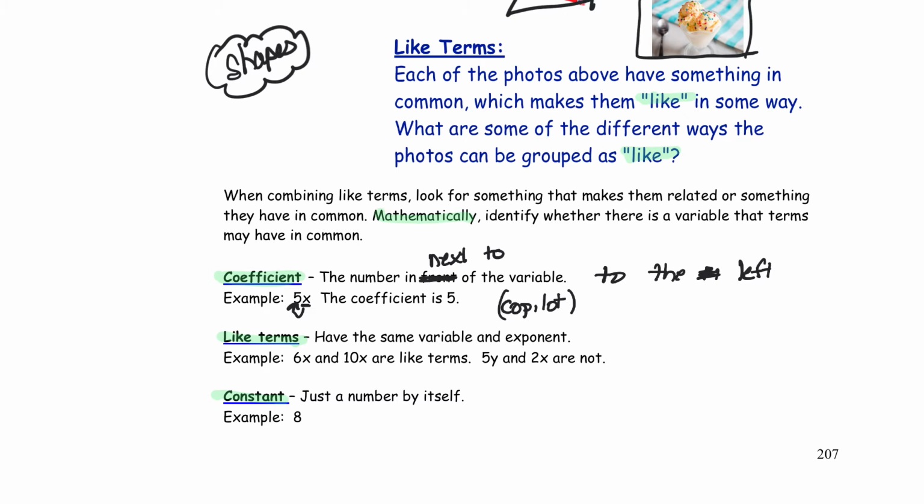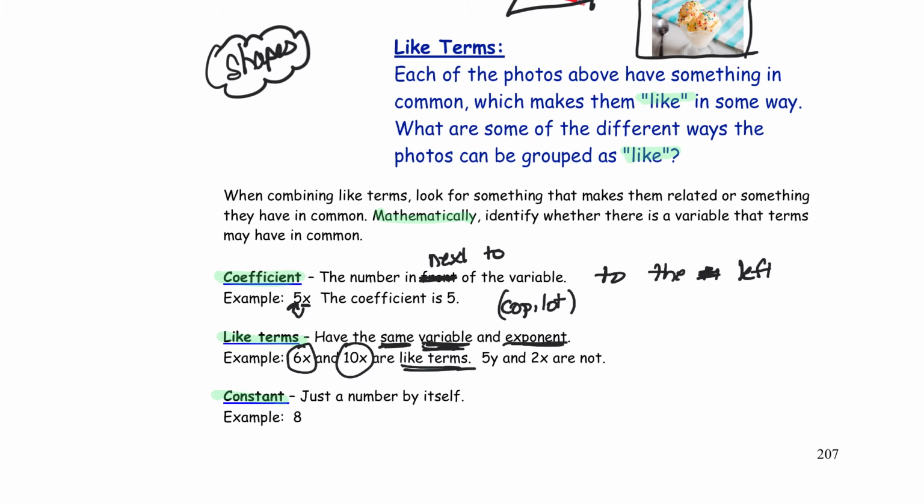Like terms. Like terms have the same variable and exponent. It's not about the number. Now this is where it starts to get tricky. It has to be the same variable, letter, and exponent. Is it written to the same power? For example, 6x and 10x are like terms. They are like because they have the same variable. It's not about the coefficient.